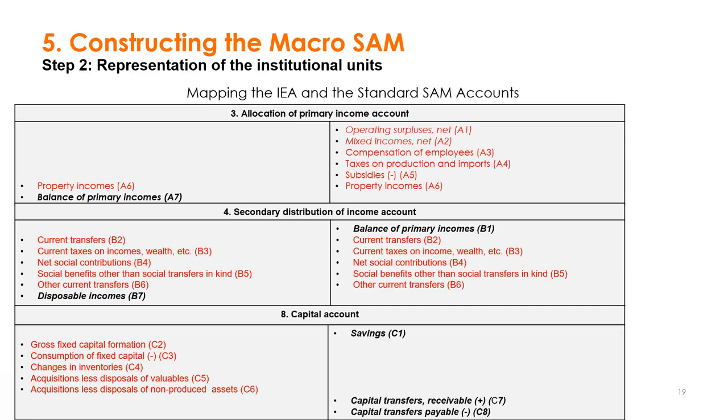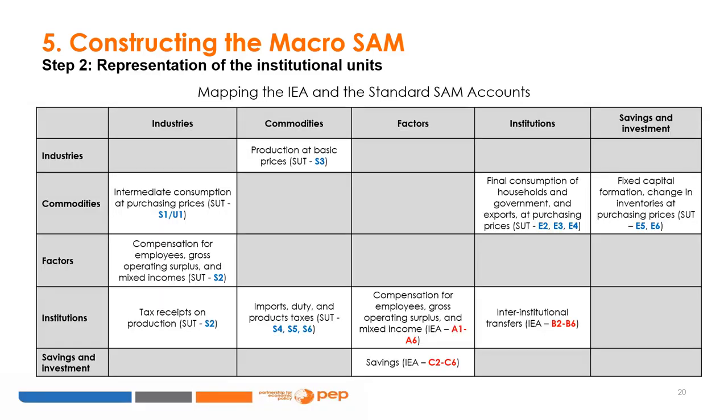In the secondary distribution of income account, current taxes on income and wealth and transfer revenues and payments are computed for all institutional units. The capital account provides information on the allocation of gross fixed capital formation, consumption of fixed capital, and changes in inventories. The IEA is used to inform the allocation of factor income to institutional units, A1 to A6. The IEA is used to inform on the secondary income receipts and payments, or income transfers of institutional units, B2 to B6. The IEA is used to inform the savings accounts of institutional units, C2 to C6.